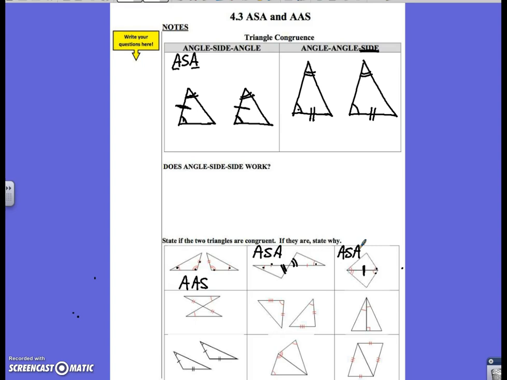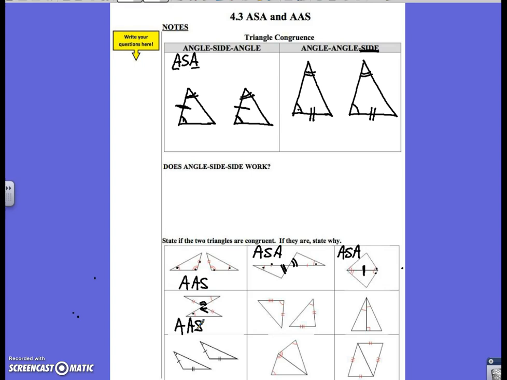So we've got two angles, a side in between. All right, so let's take a look at this one. Now, we've got an angle congruent to an angle. We've got this side here. What else do we have? Well, we've got old trusty vertical angles. So what do we have? We've got two angles and a side. The side isn't between them, so this is angle, angle, side.